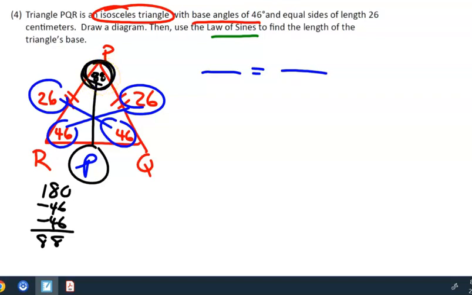So we're going to start with a complete side angle pair. So I'm going to choose this pair here. So sine of 46 degrees goes with side 26. Sine of 88 degrees goes with side P.